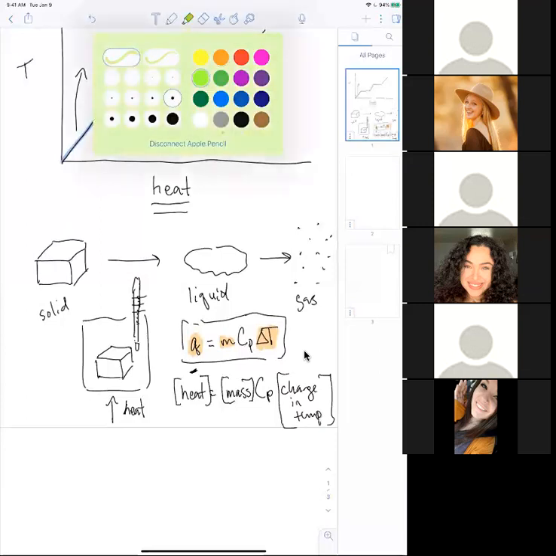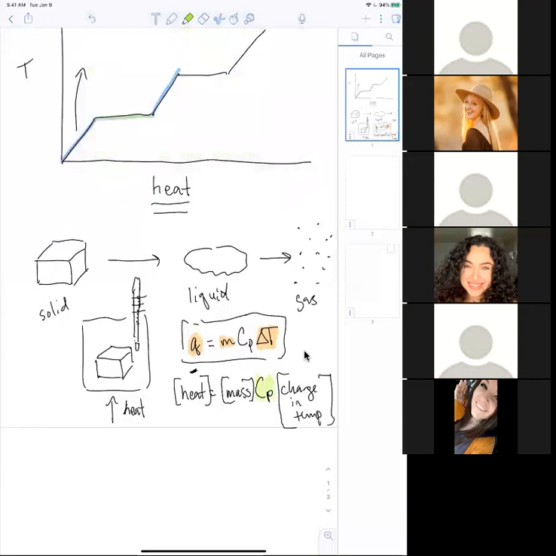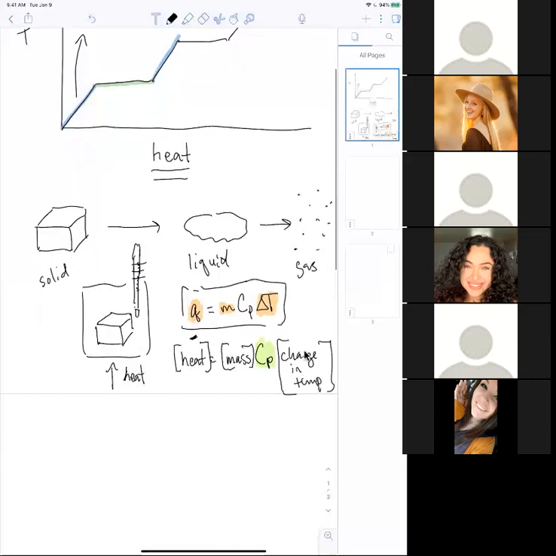The part of this equation that's new or different is this C sub P part. And so C sub P is the heat capacity.